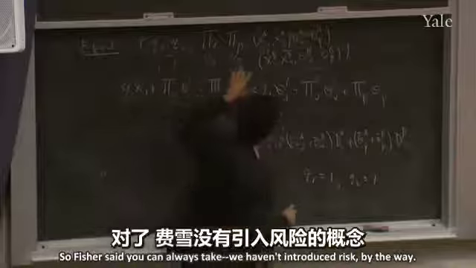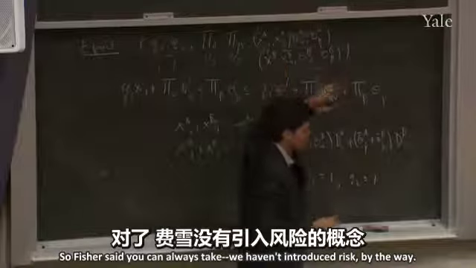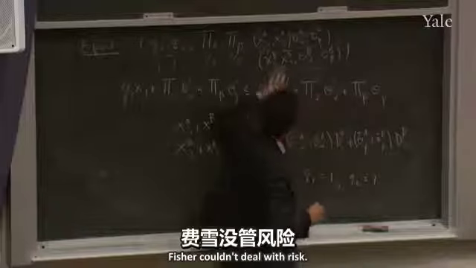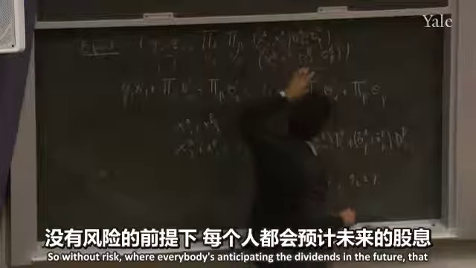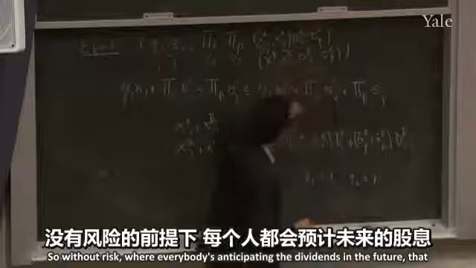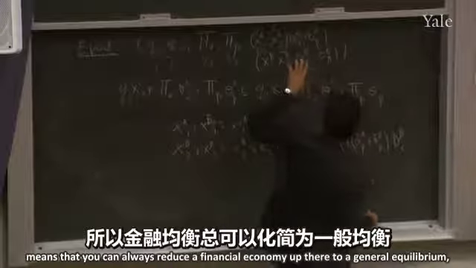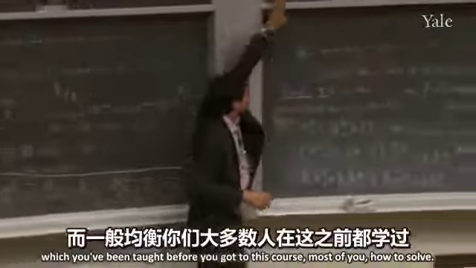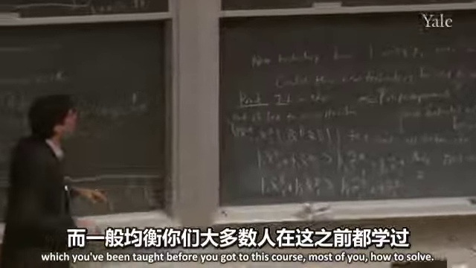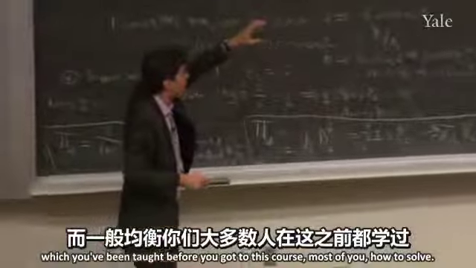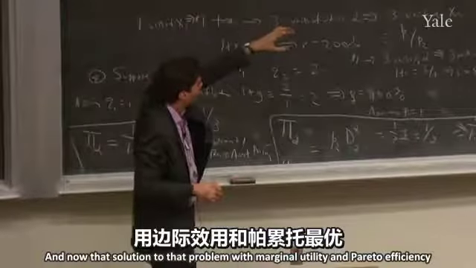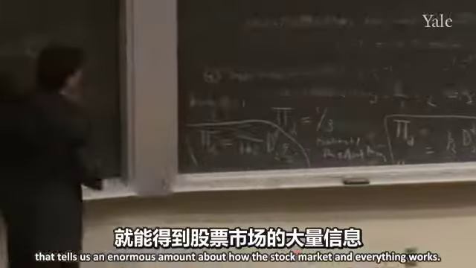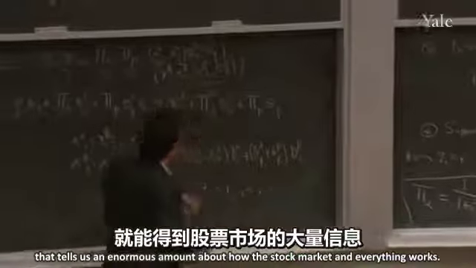So Fisher said you can always take, we haven't introduced risk, by the way. When that happens, things are going to get more complicated. Fisher couldn't deal with risk. So without risk, where everybody's anticipating the dividends in the future, that means that you can always reduce a financial economy to a general equilibrium, which you've been taught before you got to this course, most of you, how to solve. And now that solution to that problem with marginal utility and Pareto efficiency, that tells us an enormous amount about how the stock market and everything works.